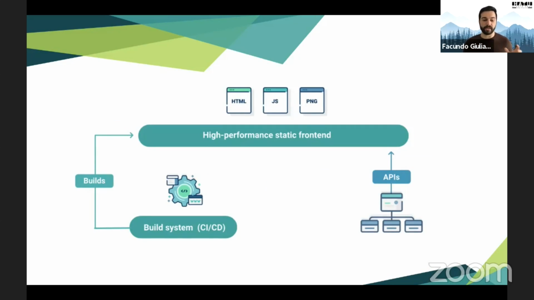So we will have this build system, which can be a continuous integration server or continuous delivery server. And it will be the one that will execute the build of our project, generate the static assets, and they will be automatically deployed to the CDN. And from the CDN, these static assets using JavaScript will call the APIs that we need to get data and to generate the interactions that we want for our site.